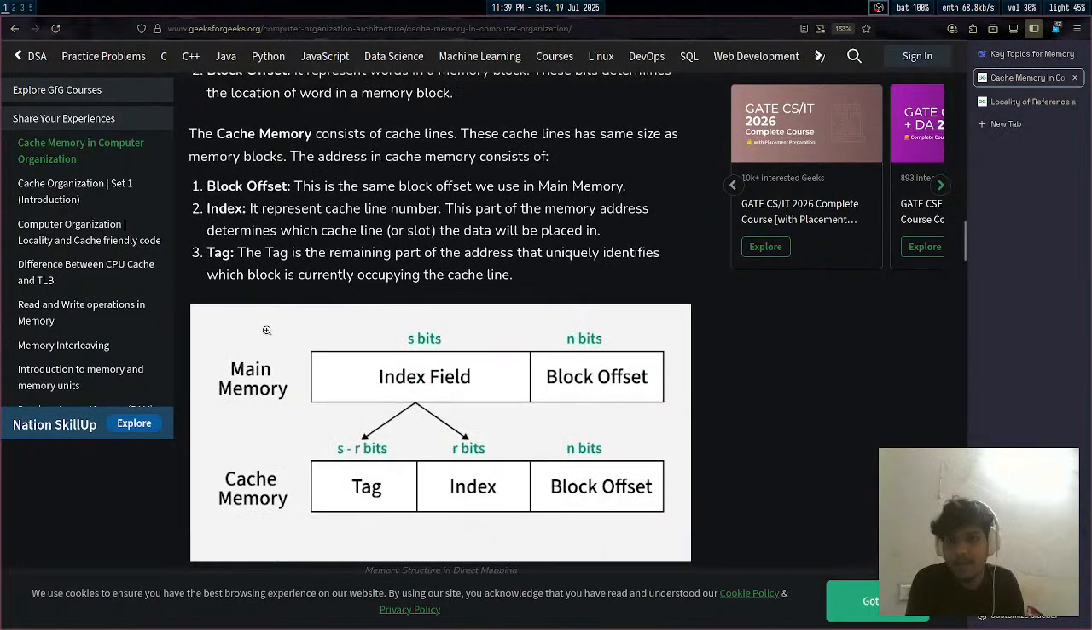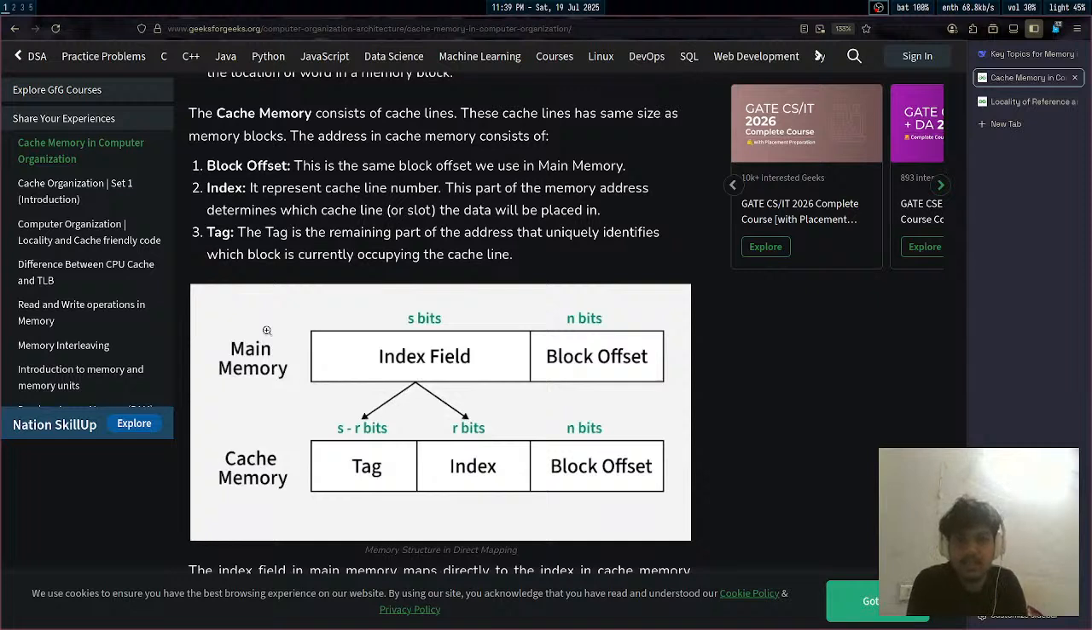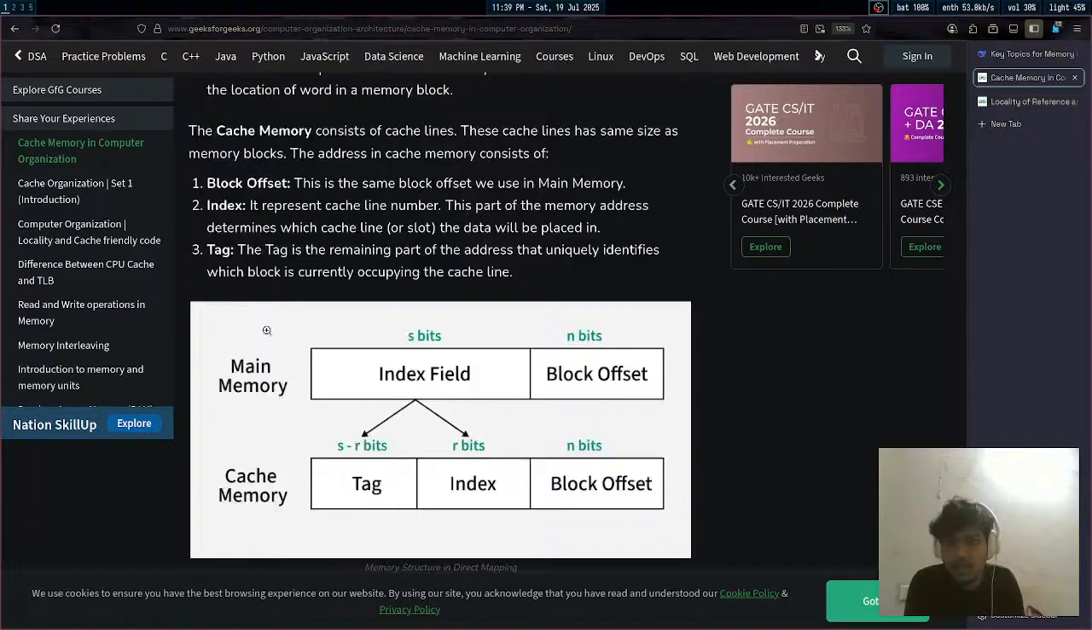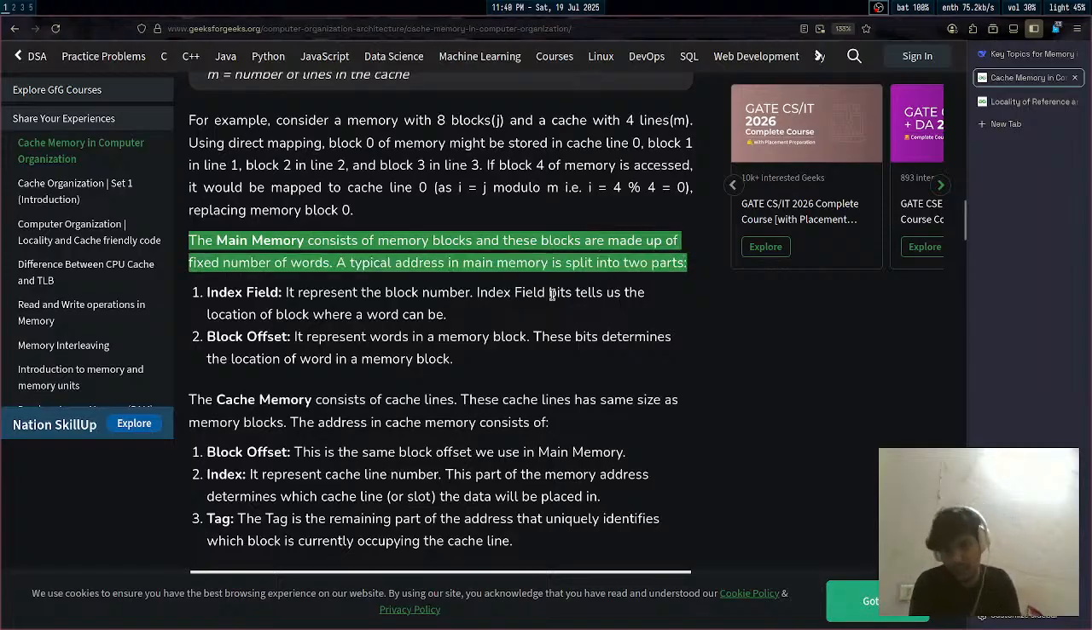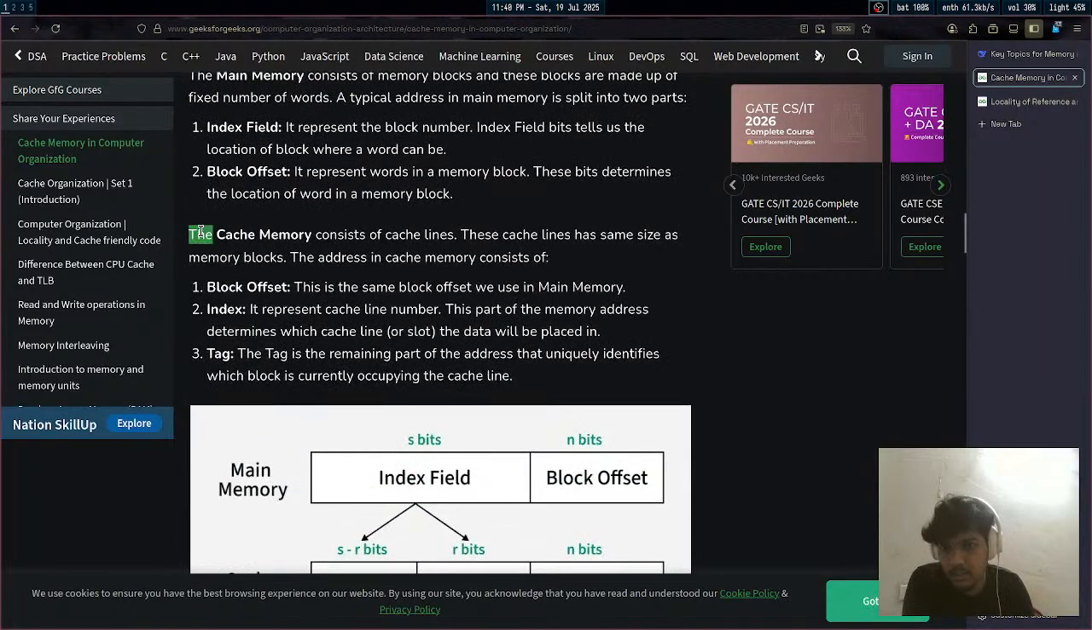Cache memory consists of cache lines. These cache lines have the same size as memory blocks. Again, this was main memory, right? So this is exactly like pages and all that, only it uses a different name. In cache, it is not so. I think I misunderstood that, but I think I can continue from there.